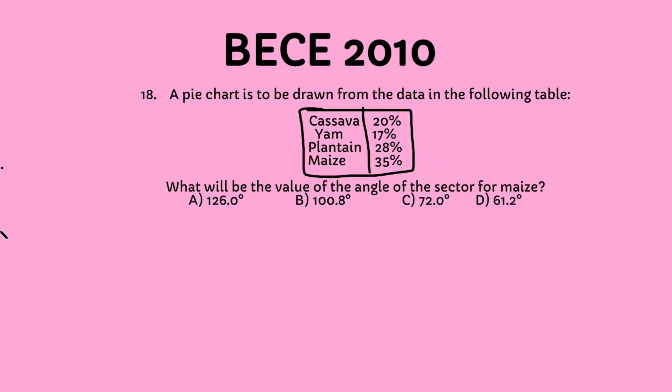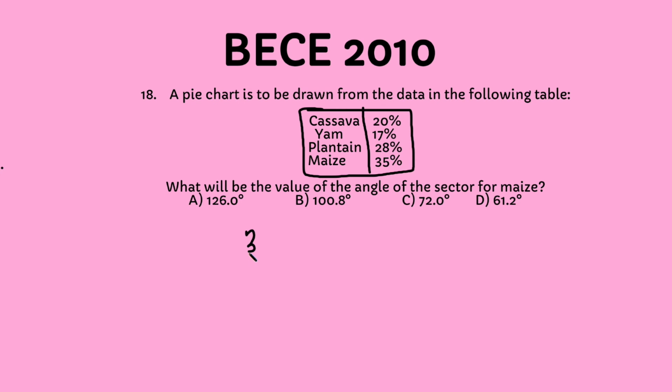Question 18. A pie chart is to be drawn from the data in the following table. We are asked what will be the value of the angle of the sector for maize. Okay, so for the value of the angle of the sector for maize, we have 35% for maize. We're going to find 35% of the total angle of a circle, because pie charts are drawn in a circle and the total angle of a circle is 360 degrees.